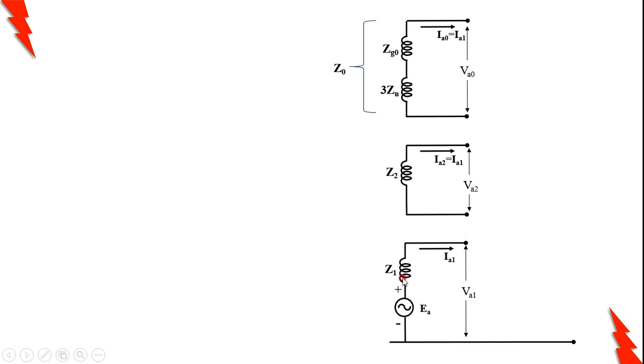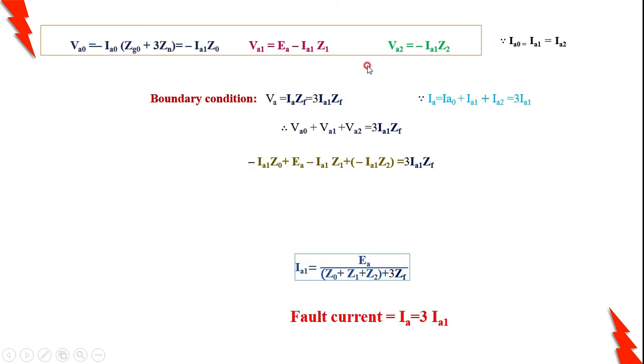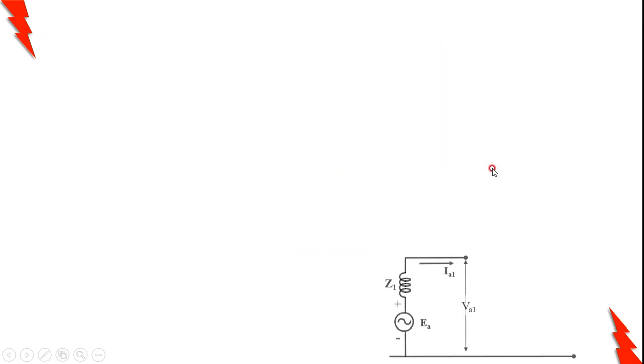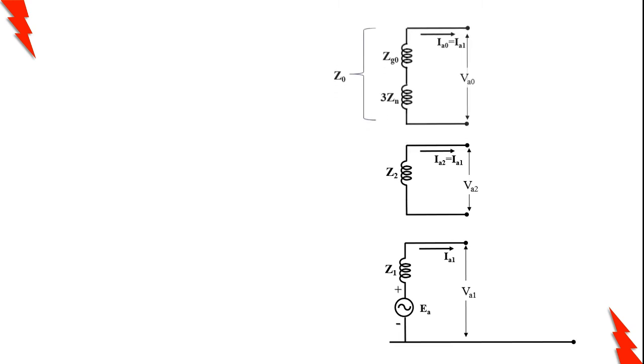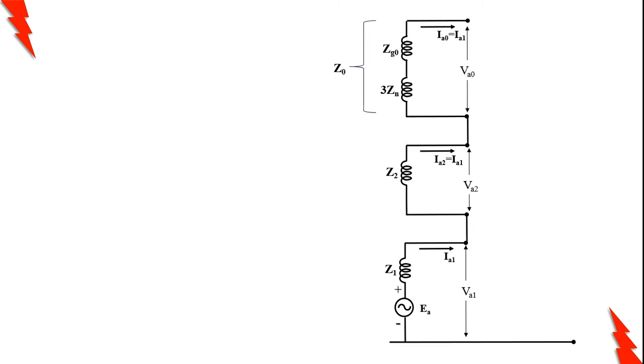At the same time, what is VA? VA is 3 times IA1 ZF. But the current flowing in the network is represented on a per phase basis. Therefore, the 3 can club with the ZF, so VA is nothing but IA1 into 3 ZF. You can observe here that the positive, negative and zero sequence networks are connected in series. The terminal voltage we are getting is VA. The VA is also nothing but 3 times IA1 ZF.